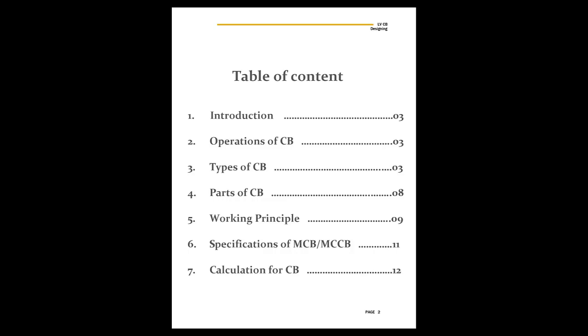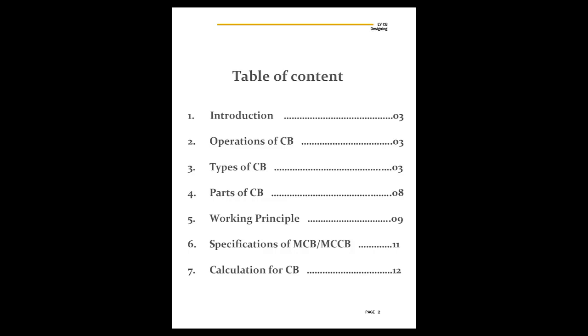After the types of circuit breaker, we will go through the parts of circuit breaker, that is miniature circuit breaker, MCB. Then we have the working principle of circuit breakers. Here we are going to discuss according to which principle circuit breaker works, or how it protects an electrical system under faulty conditions such as overload or short circuit conditions. Next we have the very important topic, that is specification of MCB or MCCB. This is the very important topic we are going to discuss.